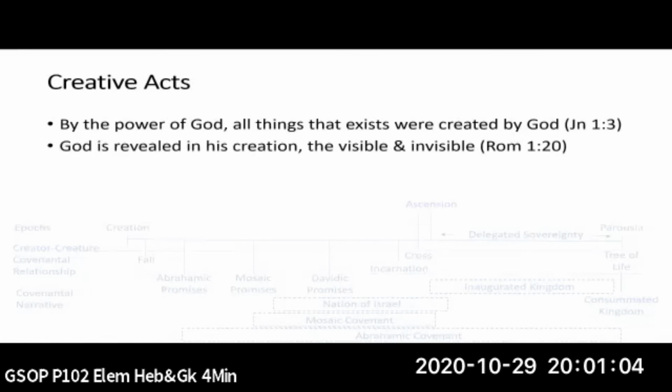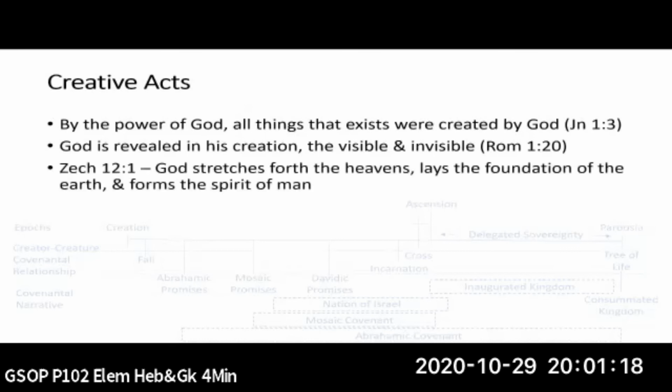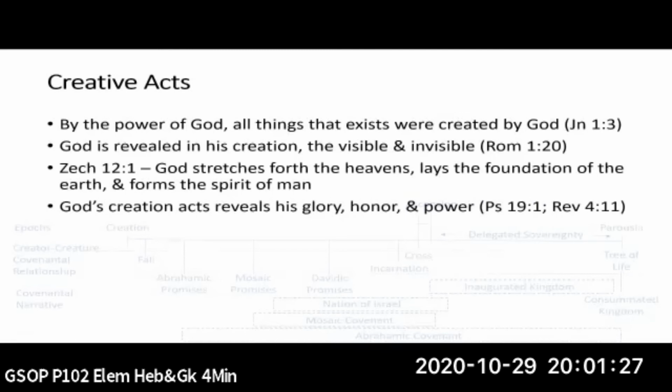And God is revealed in his creation, the visible and invisible, Romans 1 and verse 20, for since the creation of the world, his invisible attributes, his eternal power, his divine nature has been clearly seen, being understood through what has been made, so that they are without excuse. And in Zechariah 12, verse 1, God stretches forth the heavens, lays the foundation of the earth, and forms the spirit of man. And his creative acts reveal his glory, his honor, and his power.